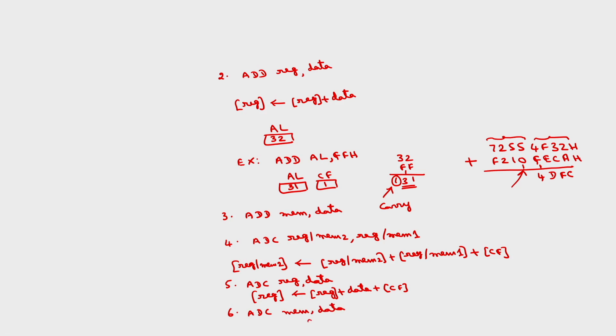Also the same thing: the contents of the memory pointed to by one of the addressing modes plus data plus the status of the carry flag, and the result is stored in memory. So there are 3 ADD instructions without carry and 3 ADD instructions with carry. There are a total of 6 ADD instructions. Similarly, we have 6 subtraction instructions, 3 without borrow and 3 with borrow.